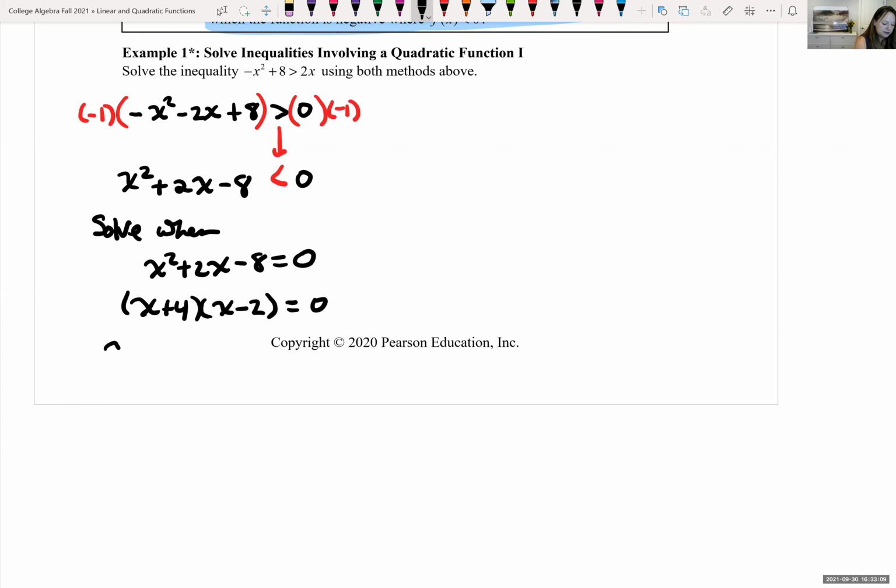So solving this, setting each factor equal to 0, we get x is -4. X minus 2 is equal to 0 and x is equal to 2. So those are my critical numbers, and these are the numbers I'm going to place on my number line. These are the numbers that set the whole equation equal to 0. And so now we want to test our intervals. We want to see, is the value on the left of -4 going to spit out a positive number or a negative number?